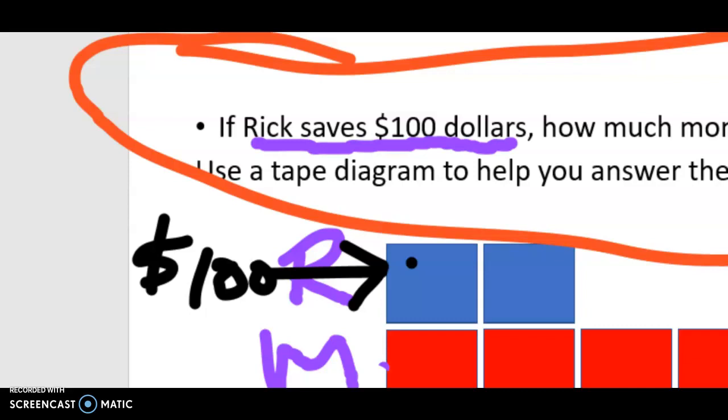What would be in each one? Yes, you're right. You are exactly right. Half of 100 is 50, so each of these boxes would also be 50.